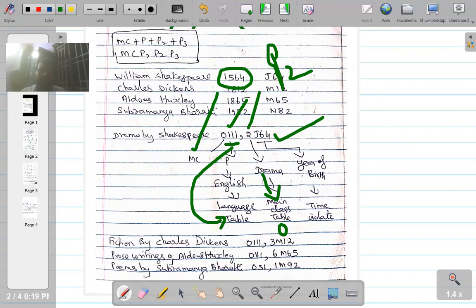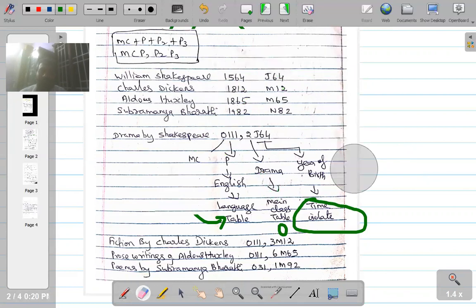Do, N82, M65, M12, J64, all these are time isolates. But as far as literature is concerned, the year of the author is converted into a time isolate, but it is used as a personality P3 in the main class O literature. So the year of birth of the author, I have converted using the numbers taken from time isolates. Okay, fine. Now let us combine all these things. We have got individual numbers. Let us synthesize. So what's the answer?